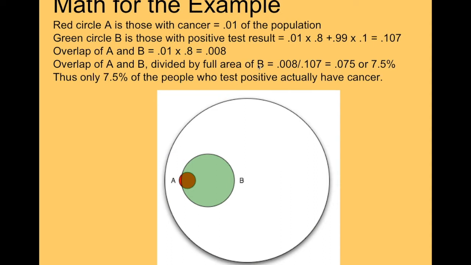Let's look at the bottom line here. 8 people out of 1,000 divided by the 107 people who test positive, and so we get a 7.5% chance that I have cancer if I test positive. Now that's almost 8 times as much as before I took the test, so it's not good news, but it's 8%. There's a 92% chance I don't have cancer, and so it's not necessarily terrible news.